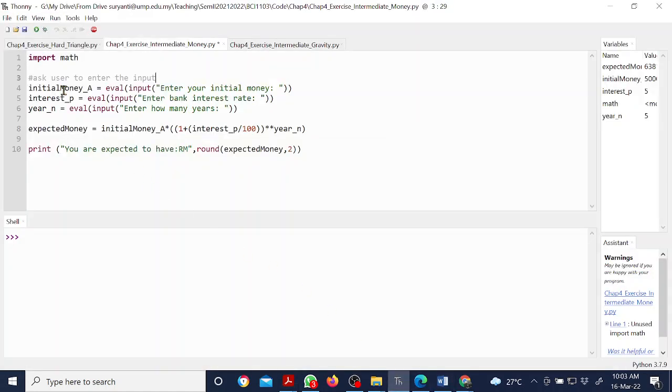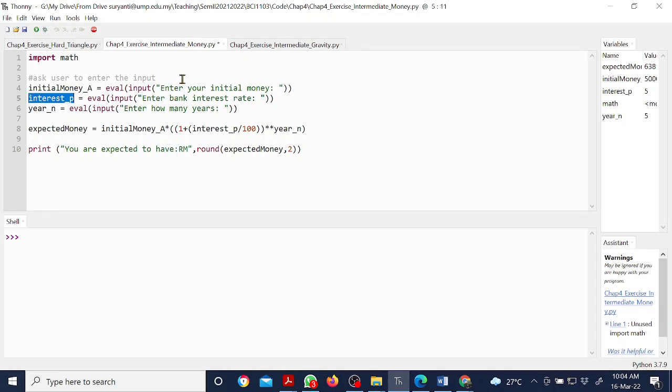So in my coding, I will ask the user to enter the input. First, I ask the user to enter initial money. I put my variable name as initial_money_A equal to, and ask the user to enter the initial money. Then I ask the user to enter the interest rate, the bank interest rate here. And then I ask the user to enter the year. My variable name is year_N, and this one is interest_P.